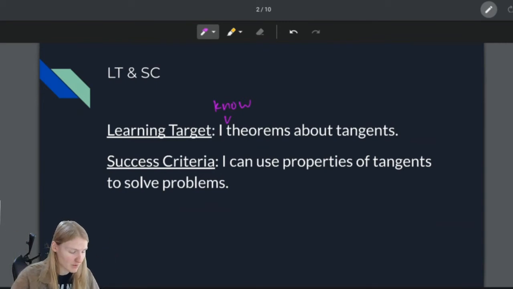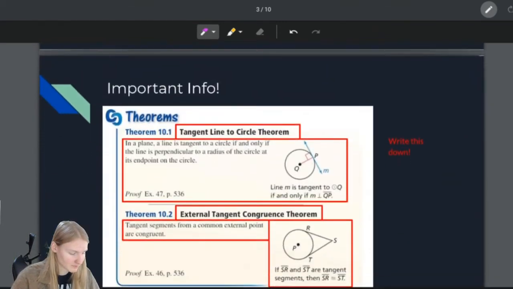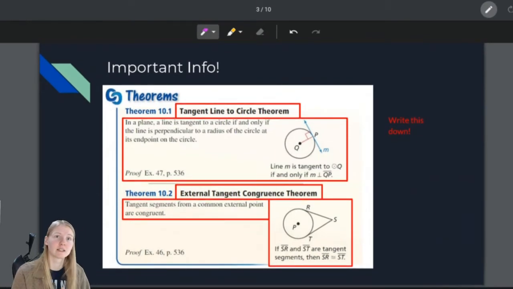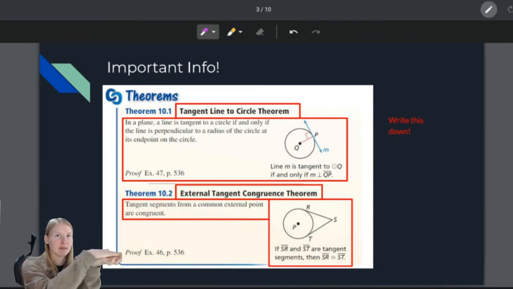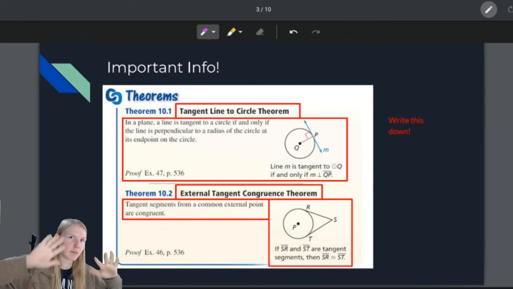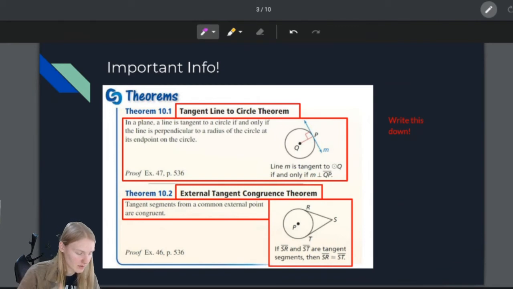What are the properties? Well, please pause this video and write down these theorems because they are important. Unpause it so that we can chat. So our first theorem is the tangent line to circle theorem, and what it says is that in a plane, so all of this is happening in the same plane, because if you skew things, it messes things up. So we're just assuming that we're on the same flat sheet of paper for all of these figures.